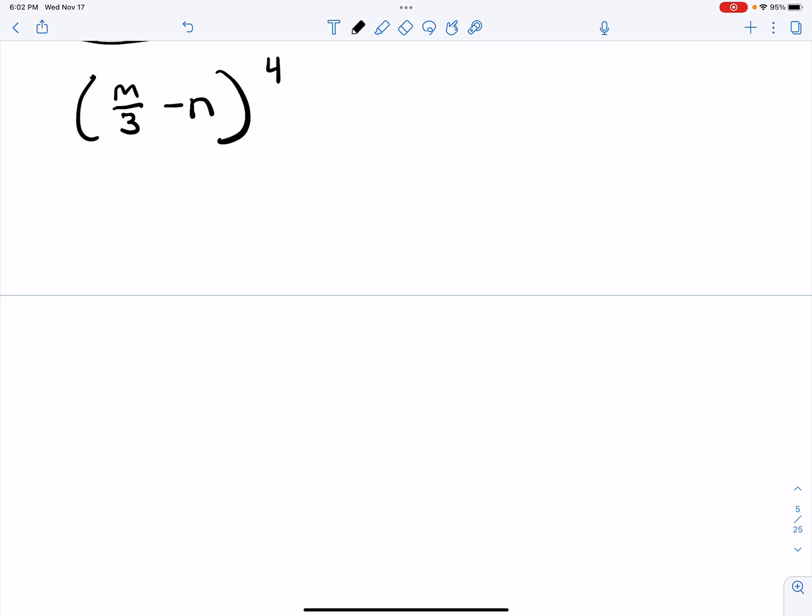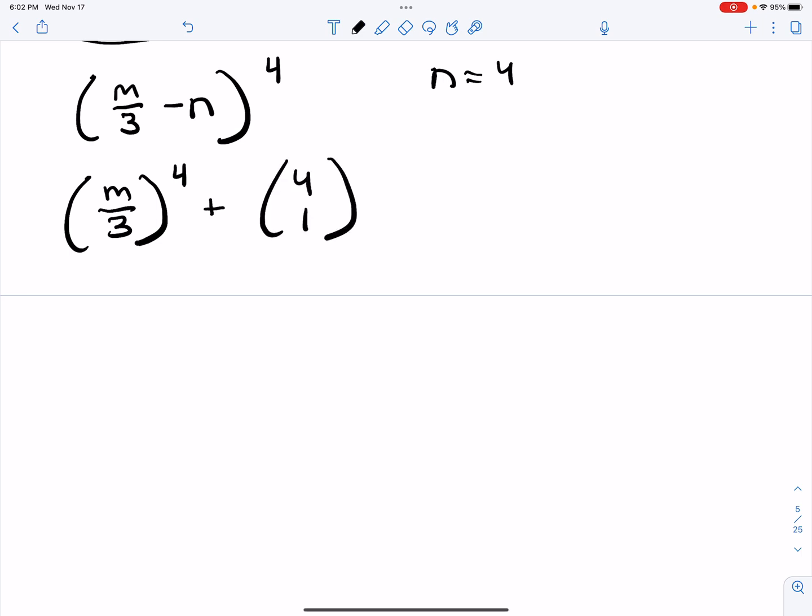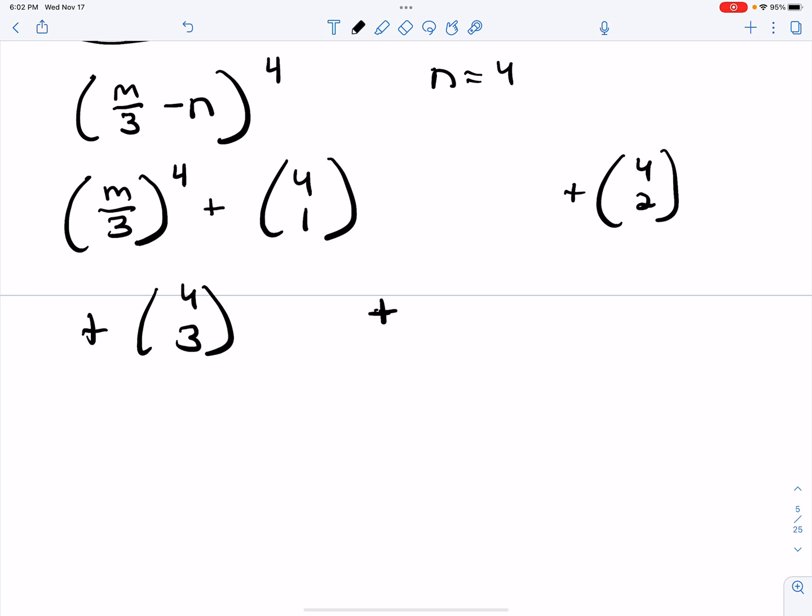So now you still have the same rules for your coefficients. The first one's going to be 1, but that m over 3 is what's being raised to the 4th power in that first term. So keep in mind n is 4. Then you'll have 4, 1. You're going to have 5 terms altogether. So let me go ahead and write this out. You'll have 4, 2. You'll have 4, 3. And then the very last one, you're just going to have whatever that negative n to the 4th power.